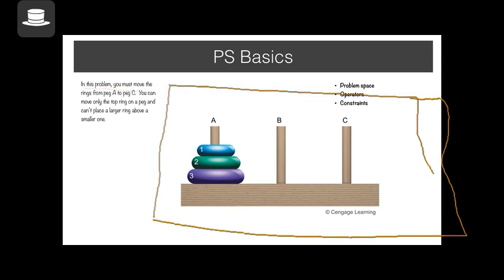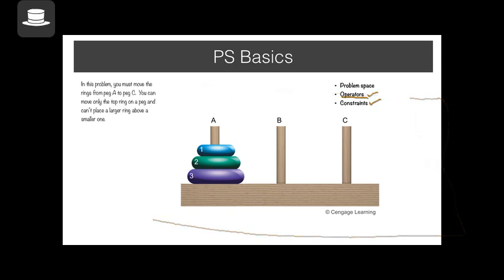Well, what would be included in the problem space then? In the problem space, there are operators and constraints. Operators are things that you're allowed to do. In other words, it says that you must move the rings from peg A to peg C. Although this is an instruction, you can move only the top ring on a peg. So you can move this to the next peg. That would be an operator. Operators are the allowable processes or allowable things in a given problem.